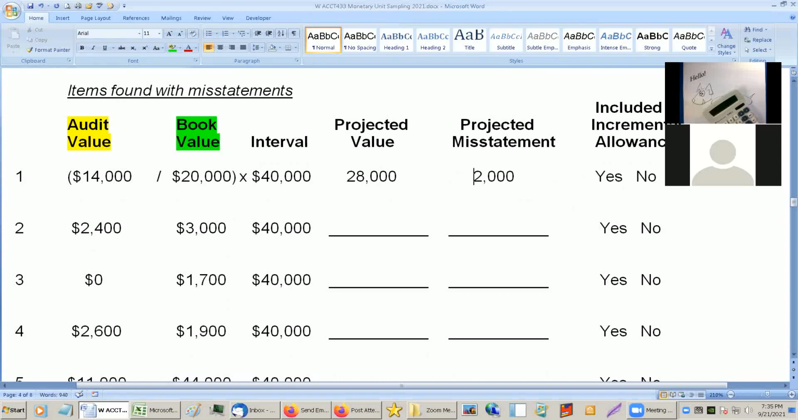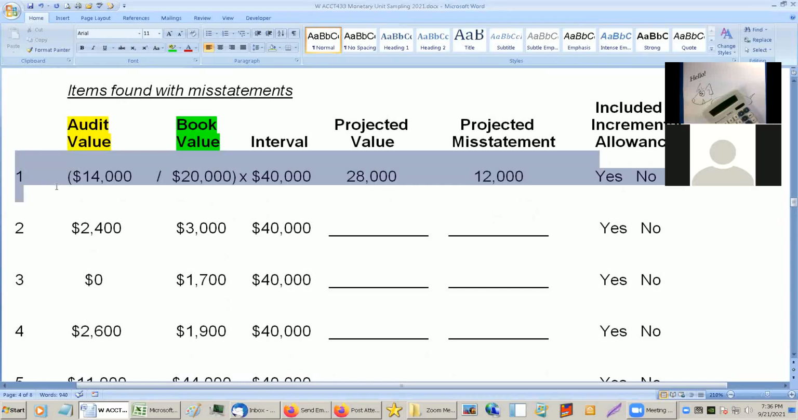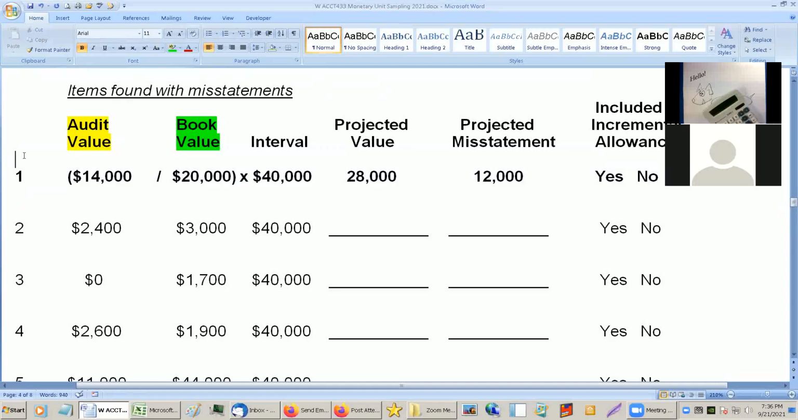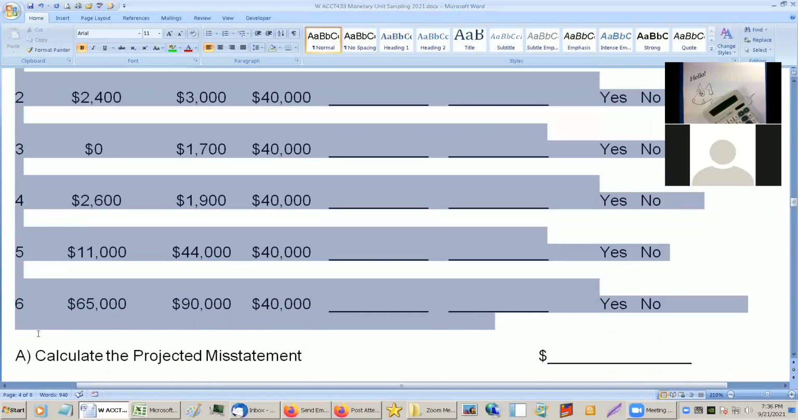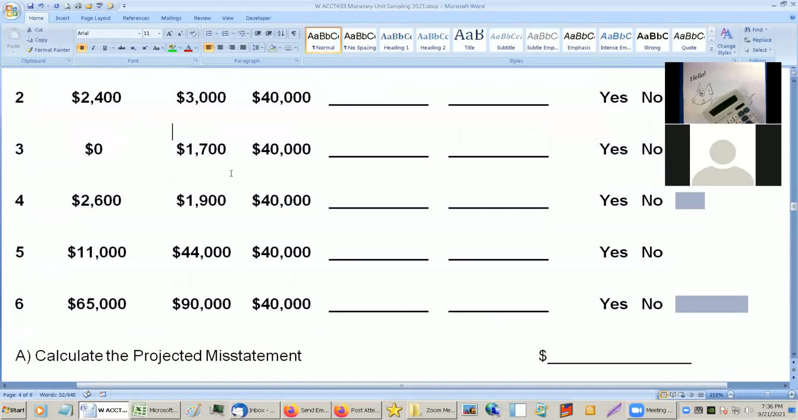I apologize for the erratic formatting here. We can bold this. Yeah, I can. Can I bold all of them? Yeah, I can. Okay.